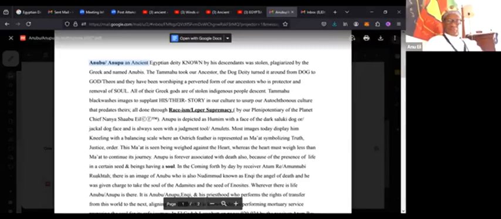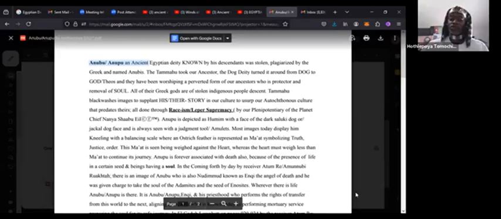Anpu, an Egyptian deity known by his descendants, was stolen, plagiarized by the Greeks, and named Anubis. The Tamahu took our ancestor, the dog deity, turned it around from dog to god, Theos, and they have been worshiping a perverted form of our ancestors, who is protector and remover of souls. All of the Greeks' gods are stolen from indigenous people. Tamahu blackwashes images to supplant their story in our culture to usurp our autochthonous culture that predates theirs, all done through racism and white supremacy.